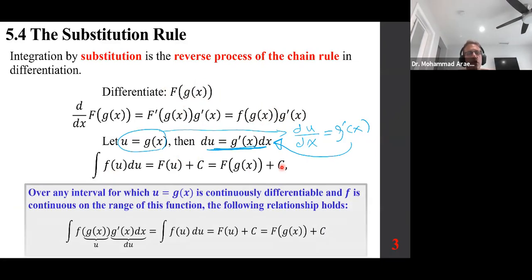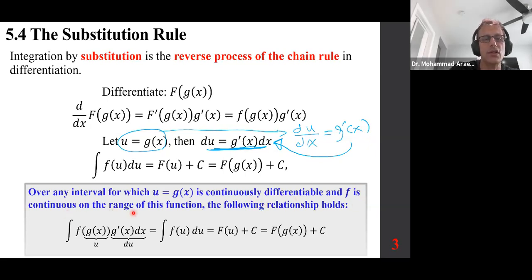To write it officially, we say over any interval for which u equals g of x is continuously differentiable and f is continuous on the range of this function, the following is true. The integral of lowercase f of g of x times g prime of x dx, where g of x is represented by u, g prime is du dx, and g prime times dx is du. The result will be capital F of u plus a constant, and we replace the u back, or capital F of g of x plus a constant.